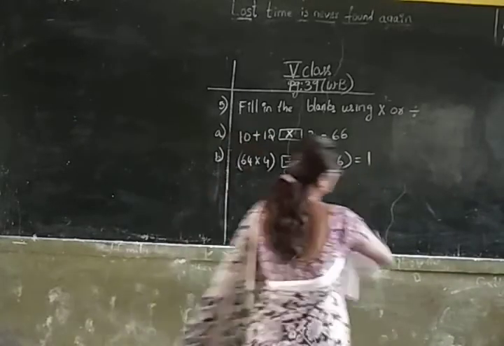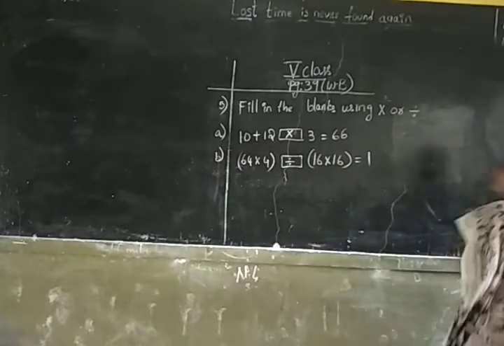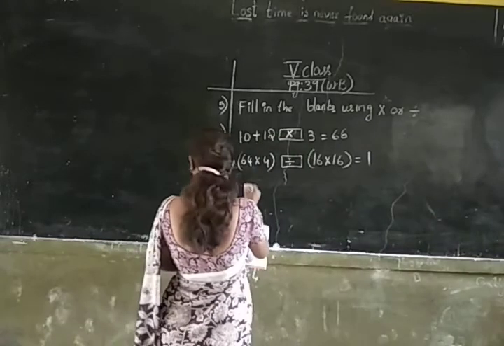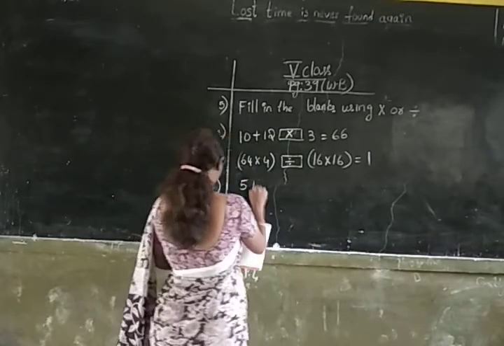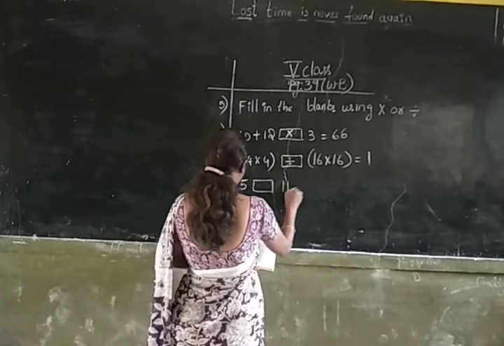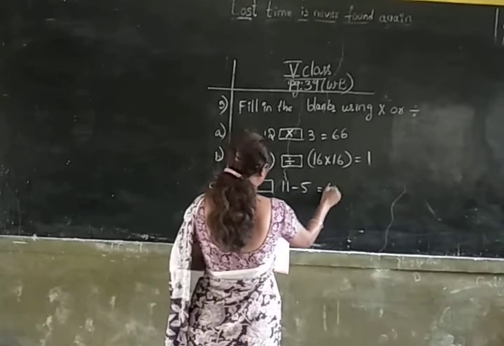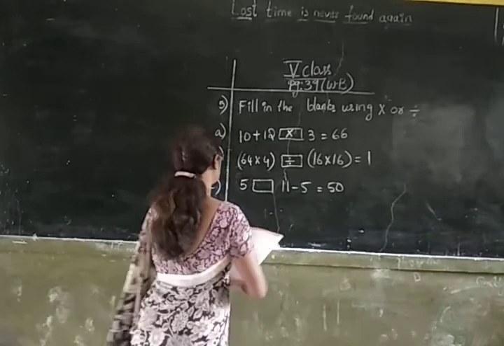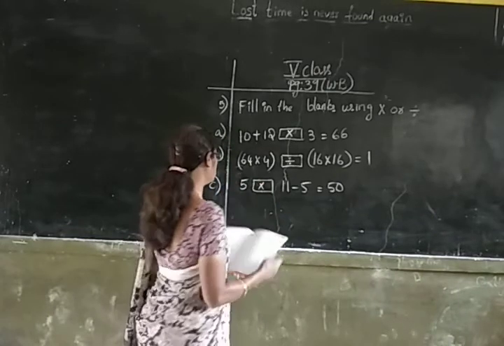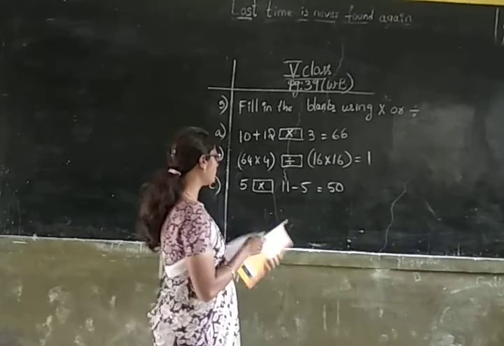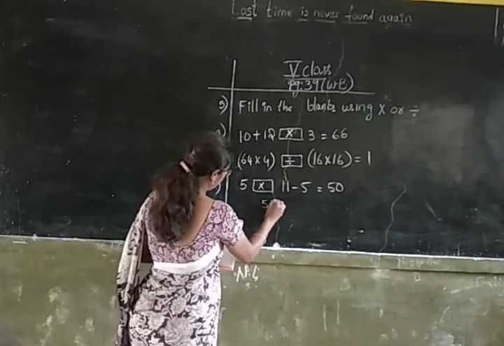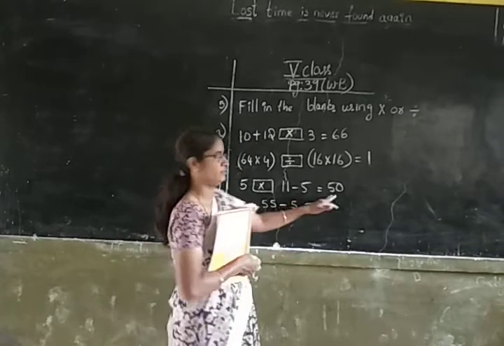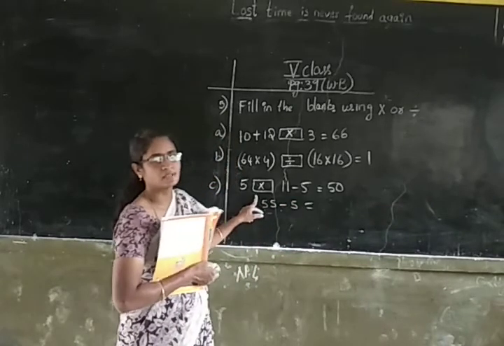Okay children. Now let us do the C sum. 5 box 11 minus 5 is equal to 50. Here we have to get the result as 50. So let us place the symbol into. So 11 5s are how much? 11 5s are 55. 55 minus 5 is equal to 50. So here we have to place the symbol into.